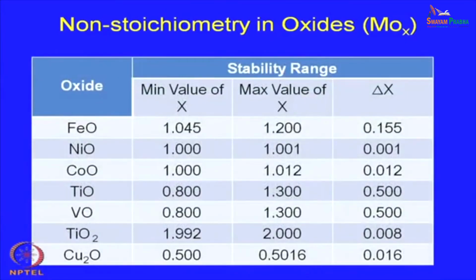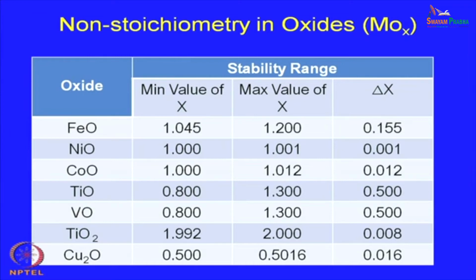Now, these are some examples of what kind of non-stoichiometry one can expect in different oxides. As you can see, all the oxides here are transition metal oxides, because they have a variable number of d electrons and an incomplete d shell, and that is why ionization is easier. Therefore, they have a variable valency as well.